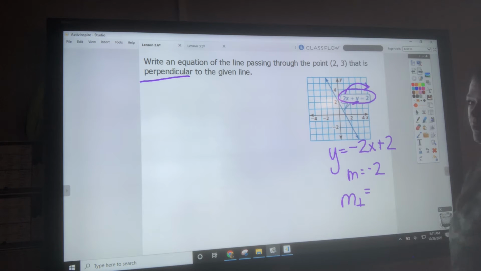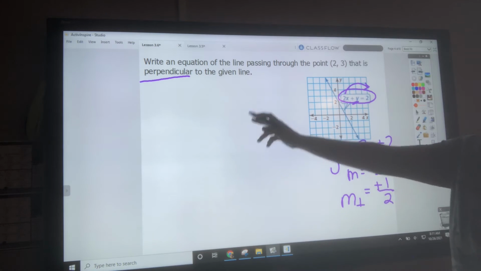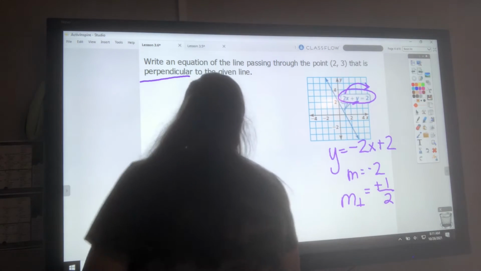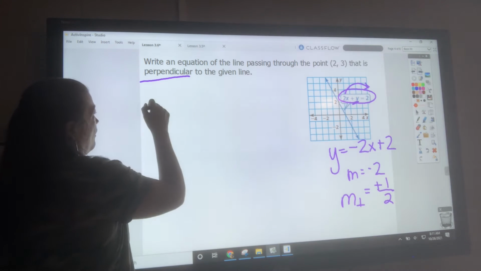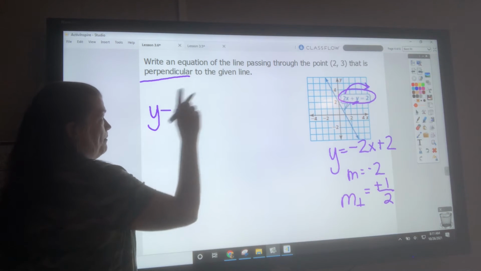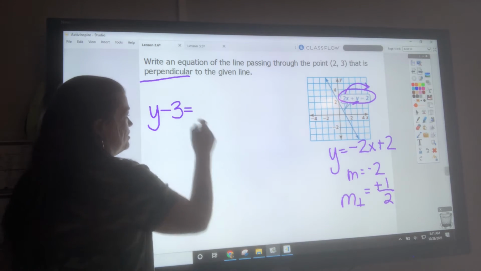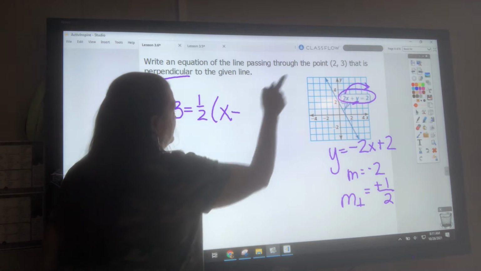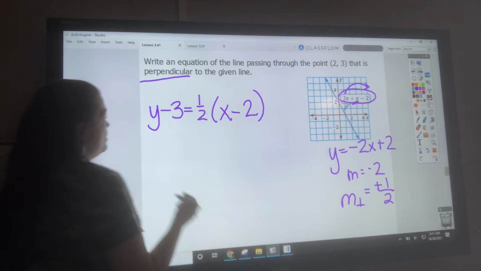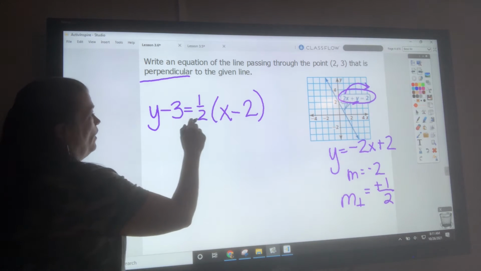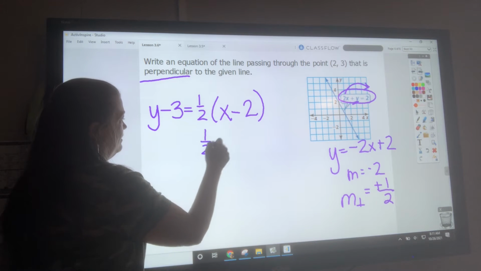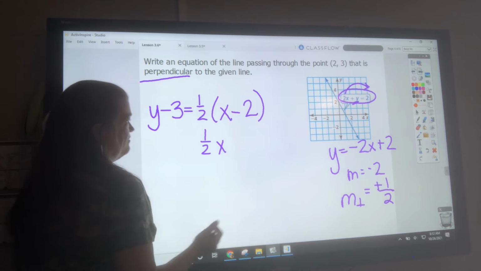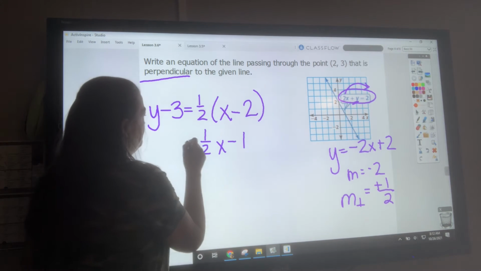it's not gonna have a slope of -2, it's gonna have a slope of positive 1/2. So the slope that I'm gonna use for this equation is positive 1/2. All right, so point-slope form: y minus the y value equals my slope, and then x minus the x value. So I'm gonna distribute. 1/2 of x is still half of x. 1/2 of -2 is -1.